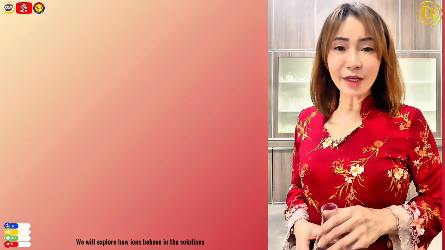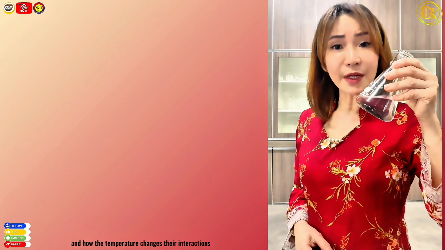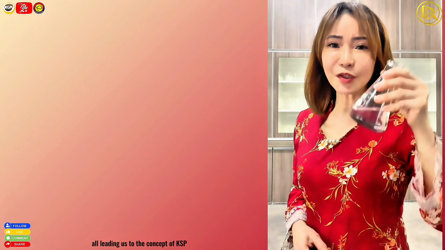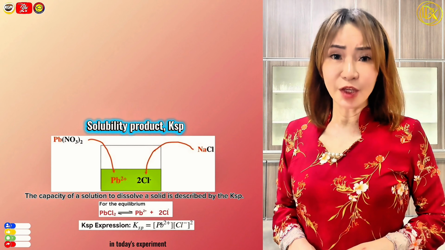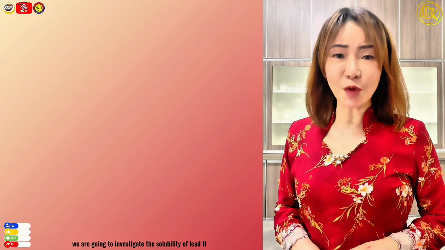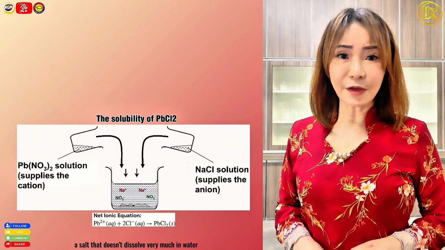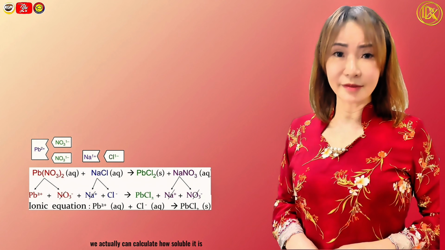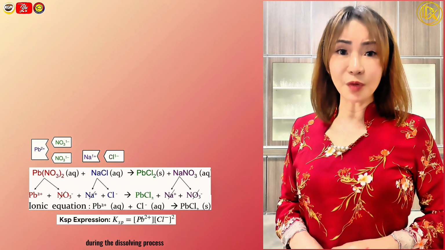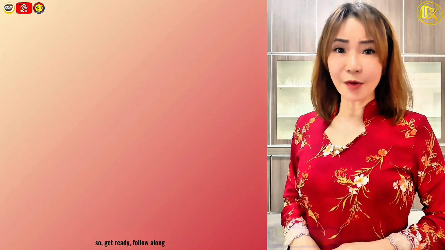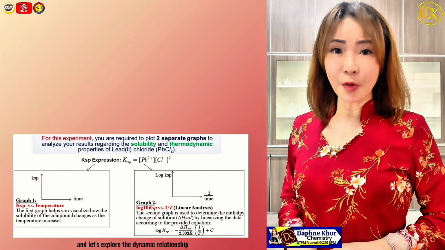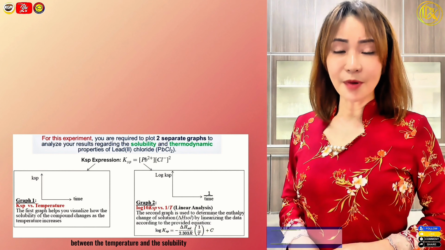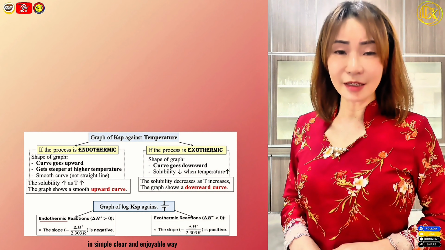Today we are taking a closer look, not with a microscope, but with a theory. We'll explore how ions behave in solutions and how temperature changes their interactions, all leading us to the concept of Ksp. In today's experiment, we are going to investigate the solubility of lead-2 chloride, a salt that doesn't dissolve very much in water. By adjusting the temperature, we can calculate how soluble it is, and even determine whether heat is released or absorbed during the dissolving process. So get ready, follow along, and let's explore the dynamic relationship between temperature and solubility in a simple, clear, and enjoyable way.